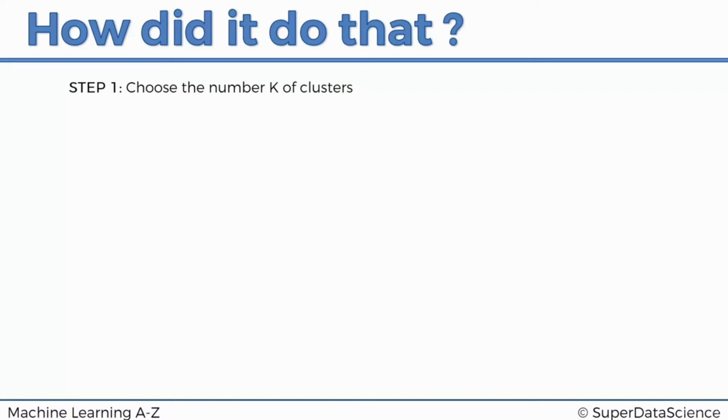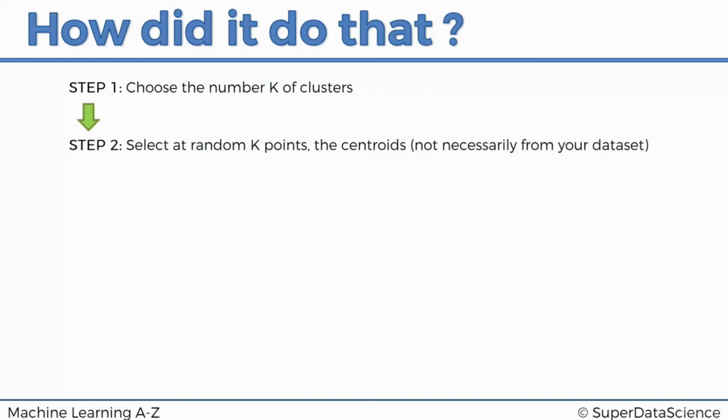We'll talk more about how to select the optimal number of clusters further down in this section of the course. But for now, let's imagine that we've agreed on a number of clusters for a certain challenge. Let's say we've agreed that there's 3 clusters, or 5 clusters, or 2 clusters. And once you've done that, then you proceed to step 2, which is to select at random k points, which will be the centroids of your clusters.